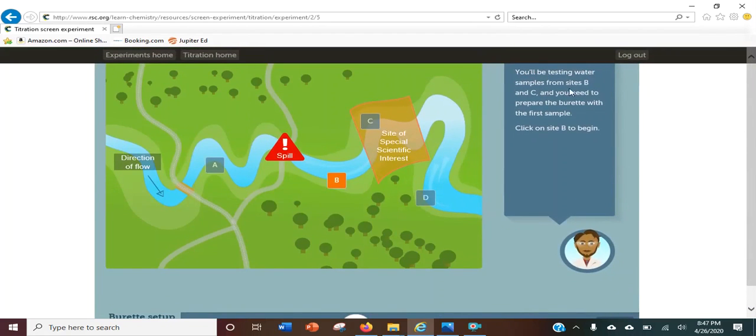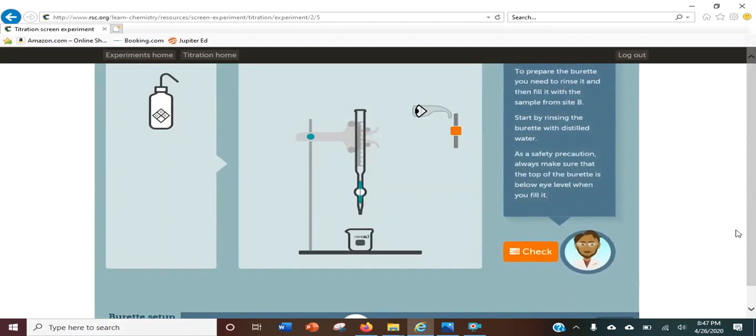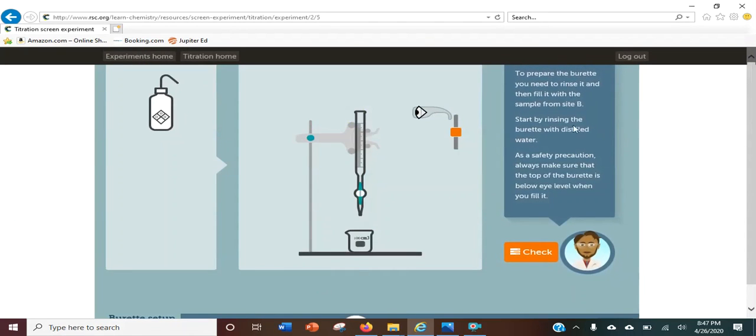So you'll be testing waters from Site B and Site C. You need to prepare the burette for the first sample. So click Site B to begin. So B is over here, so I'm going to click it. All right. To prepare the burette, you need to first rinse it and fill it with samples from Site B. So start by rinsing the burette with distilled water.